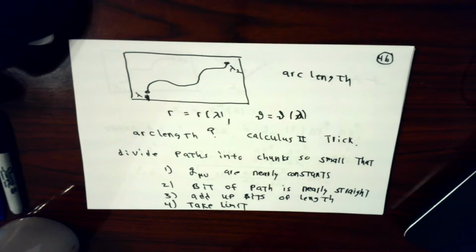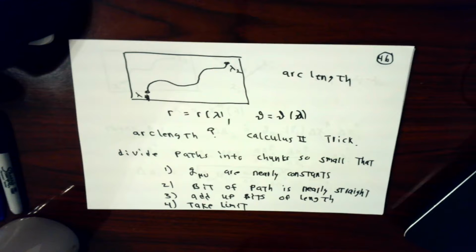Now I want to talk about arc length. I'm going to think still in terms of polar coordinates of having some pathway in the plane. r is some function of a parameter, lambda. Theta is also. I'm going to start at some particular lambda value, end at some other lambda value, and I'd like to calculate the arc length.